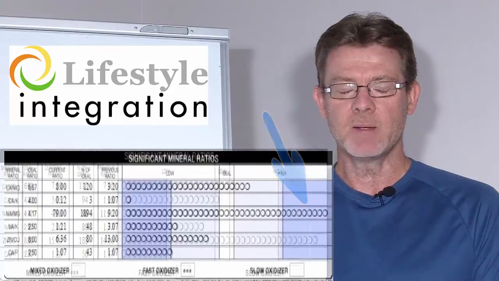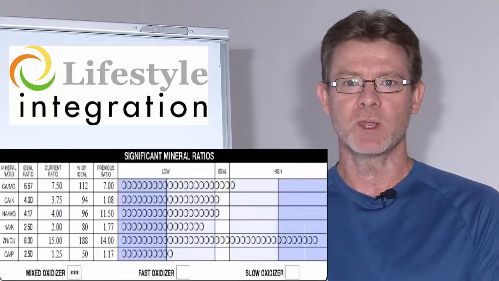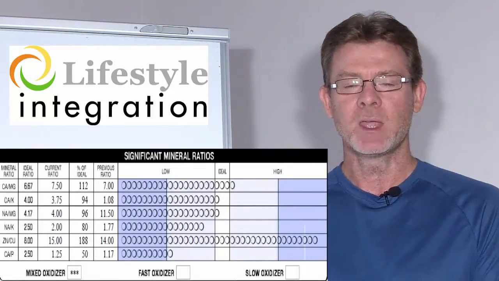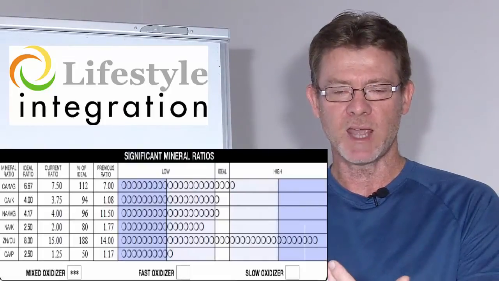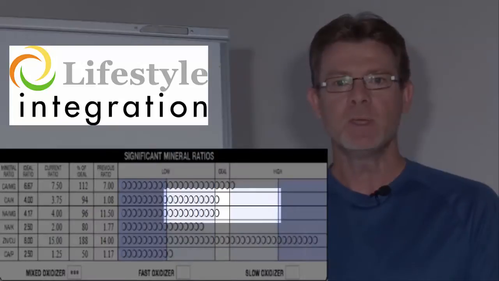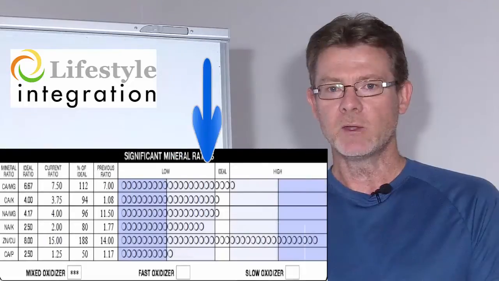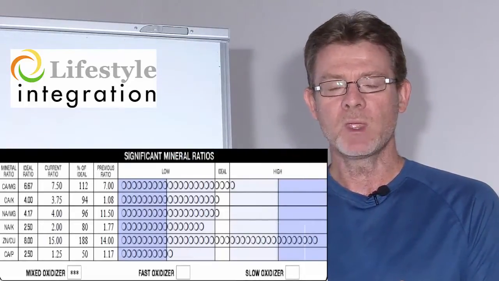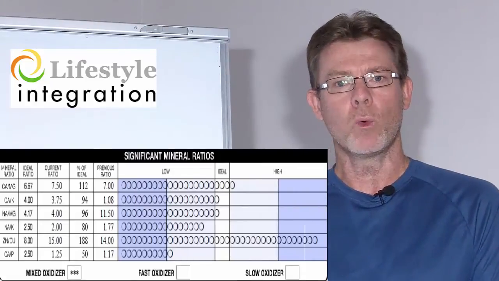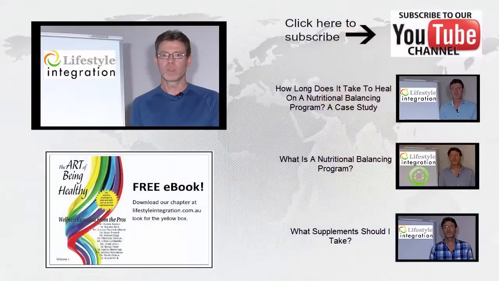Now, with all that being said, what is a balanced or normal oxidation rate? And it is so simple that it's quite fascinating, actually. The balanced oxidation rate is when you see these bubbles for calcium to potassium and sodium to magnesium being in the middle. So you'll see over here that there is a low line and there is a high line. If your bubbles are in between the low and the high, then you are in a balanced or normal oxidation rate. It's that simple.